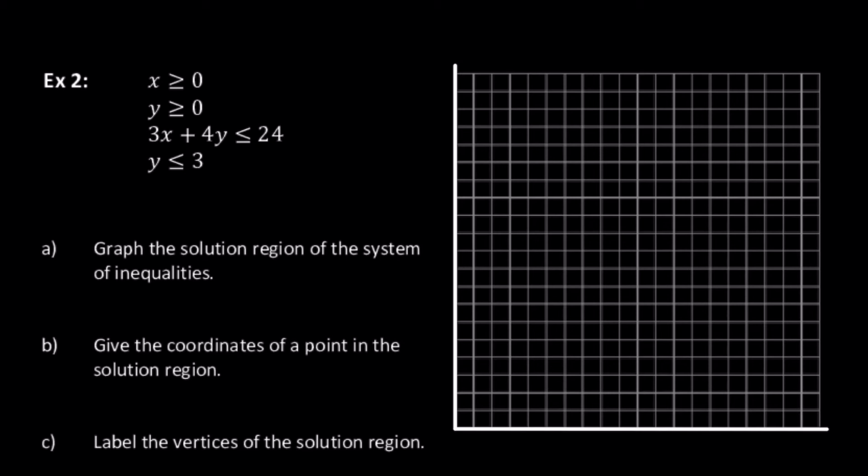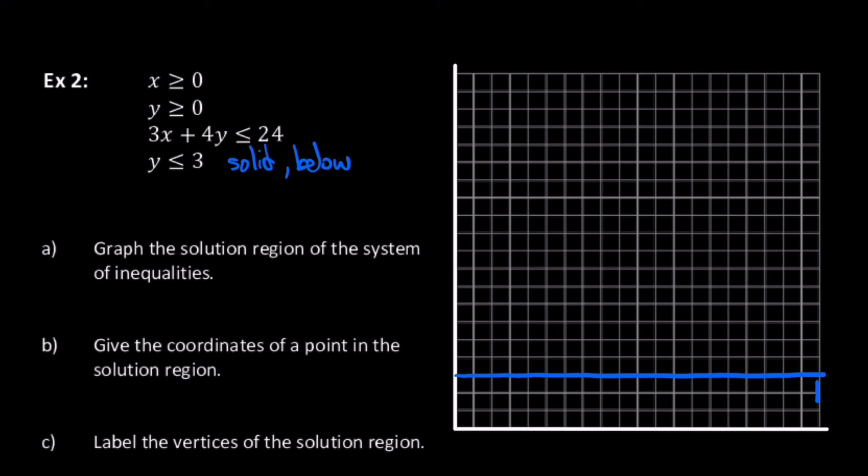Then I like to do the easy ones. So next, I'll go y is less than or equal to 3. So this is going to be a solid line. Remember, y equals is horizontal, so it's going to be below. So y equals 3. Graph that line.